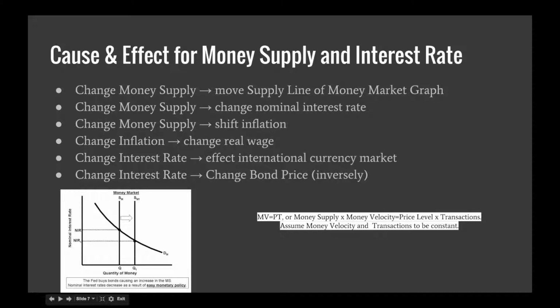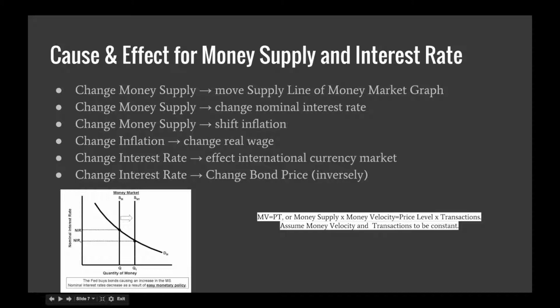Meanwhile, money supply and inflation are linked because a high quantity of money usually devalues the demand for money. And if you look at the equation of MV equals PT, or money supply times money velocity equals price level, or inflation, times transactions, where velocity and transactions are considered to be constants, supply and inflation have a direct relationship. And because of this, as money supply affects inflation, it indirectly affects the real wage, because the higher the inflation is, the less the real wage would be in the short run.